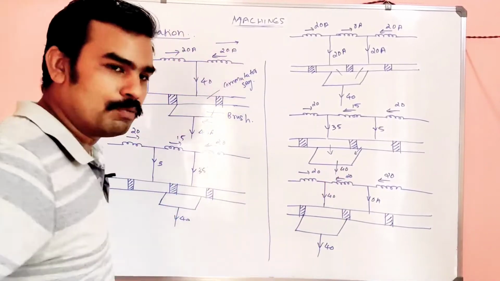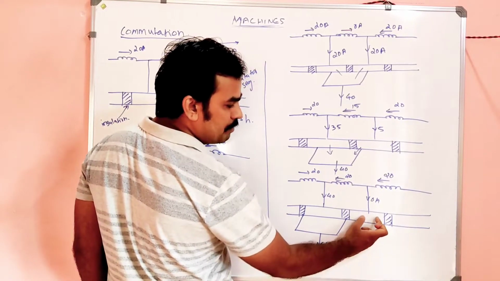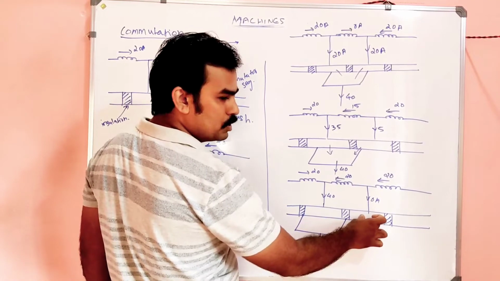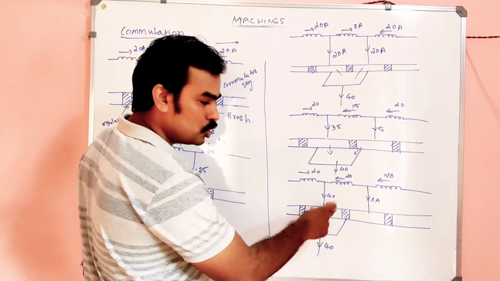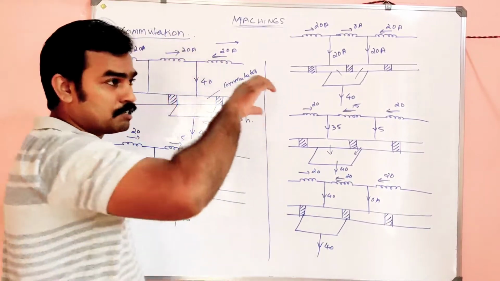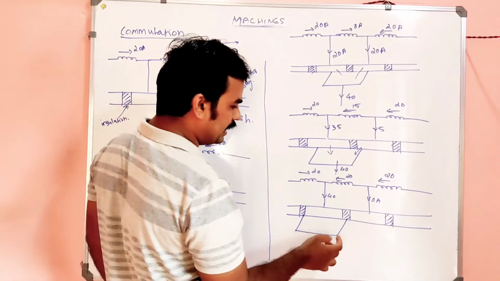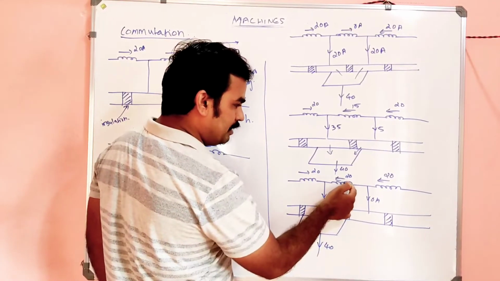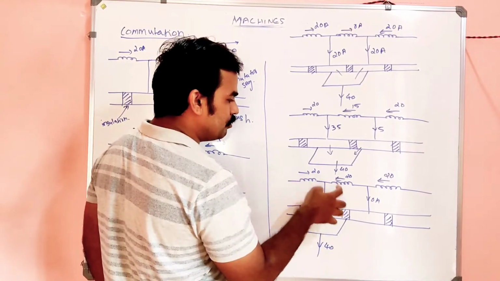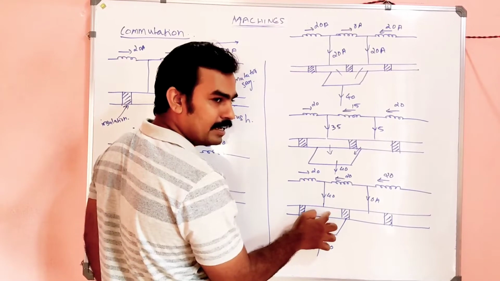And in the last step, what happened? The brush moved from this segment to this segment completely. Initially it was in this position, now it is in this position. So what happened? 40 ampere will be the current. There is no change in that because each coil produces the same voltages and same currents. But this coil will produce a current of 20 ampere, and this will be 20, and 20 and 20 will be 40, and the whole 40 is collected here.